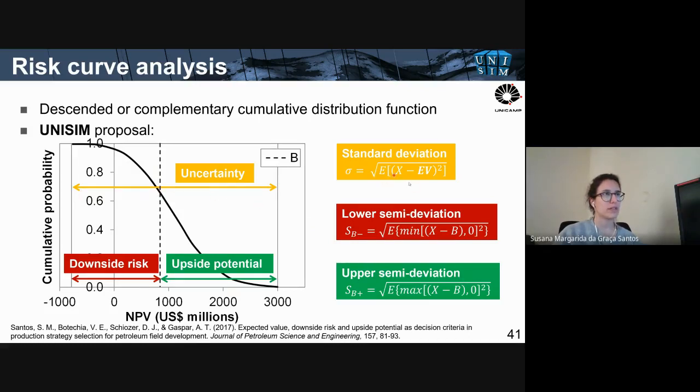But the difference here is that our semi-deviation equation is not simply a half deviation. We don't use the expected value, unlike in the standard deviation. We use the benchmark. This is really a new adaptation of the equation.